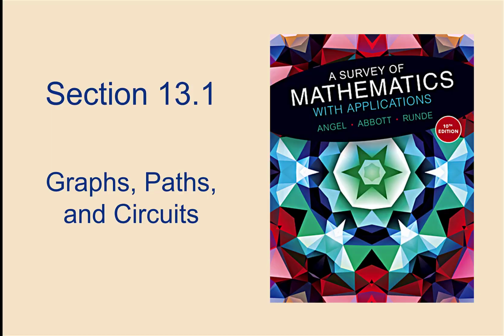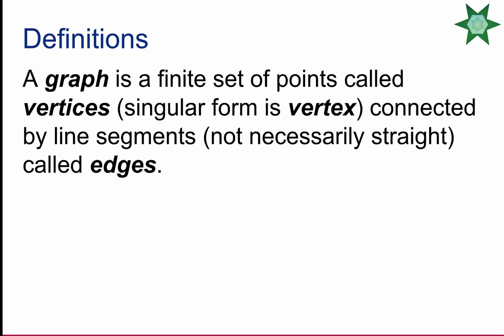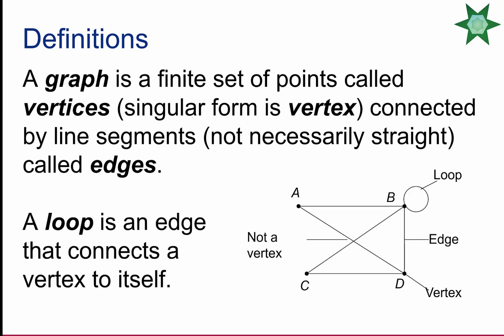Section 13.1, Graphs, Paths, and Circuits. A graph is a finite set of points called vertices connected by line segments called edges. A loop is an edge that connects a vertex to itself.